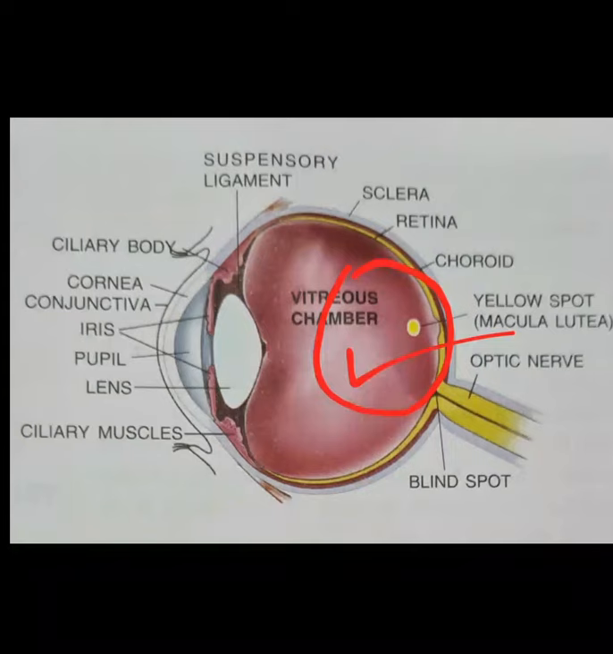The location of the yellow spot is very, very important. Its function is also very important. Location, I repeat: it lies at the back of the eye, almost at the center of the horizontal axis of the eye wall. And it is the area of brightest vision. Why is it called the area of brightest vision? Because it contains the maximum number of rods and cone cells.